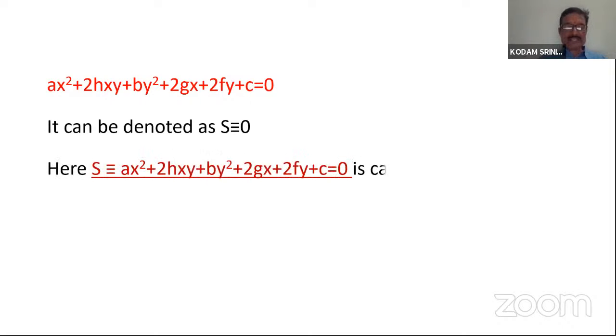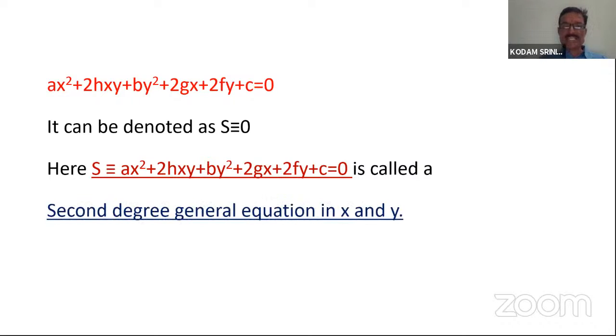So in this case, the equation ax square plus 2hxy plus by square plus 2gx plus 2fy plus c equal to 0 can be denoted as S identically equal to 0. Here S equal to ax square plus 2hxy plus by square plus 2gx plus 2fy plus c equal to 0 is called a second degree general equation in the variables x and y.